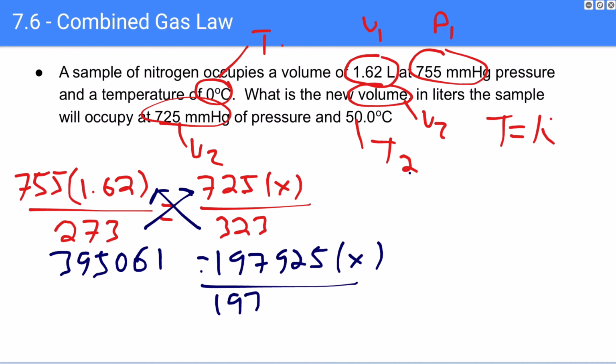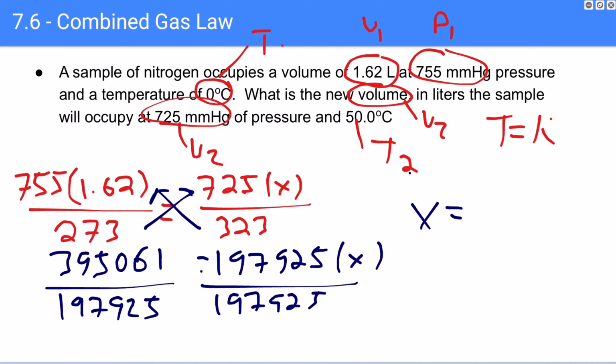So 197,925, 197. And we should get our value for x. So again, just like I said, just plug in and solve. So take that value divided by 197,925. Essentially what I get is 2 liters.